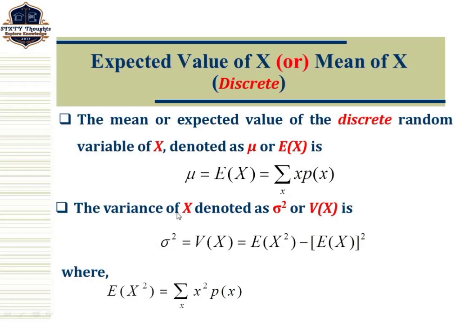Okay, so this is called the mean and variance of a discrete random variable.